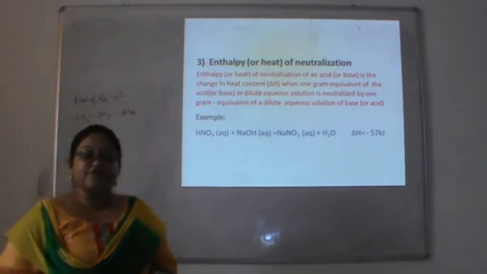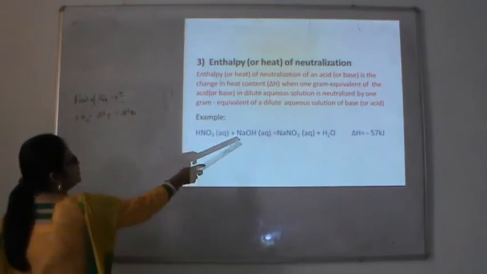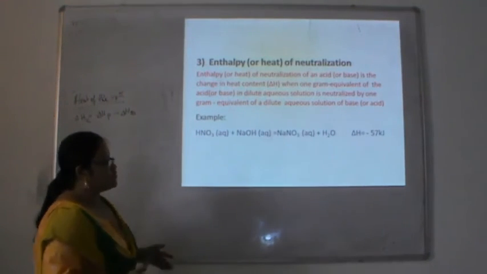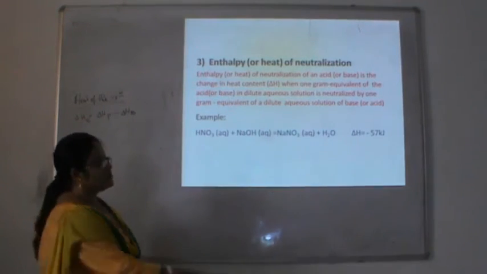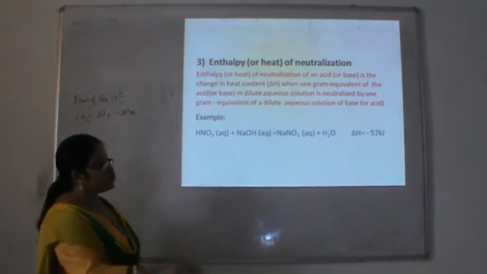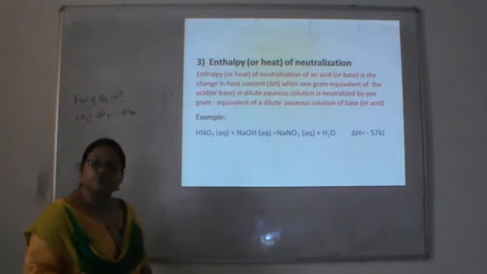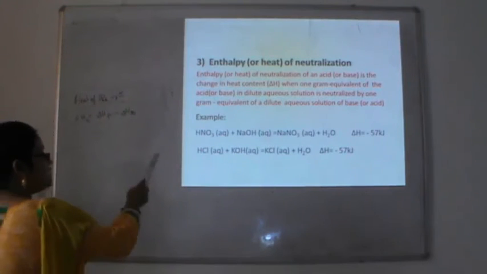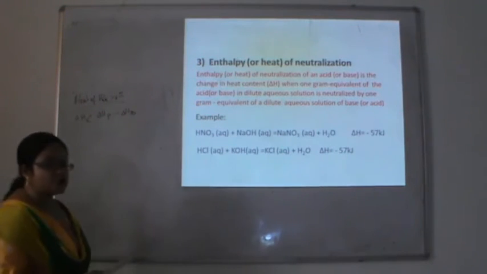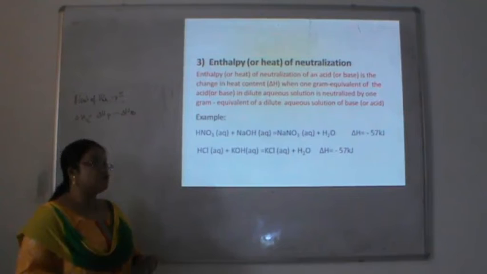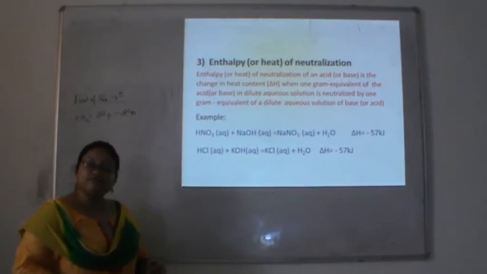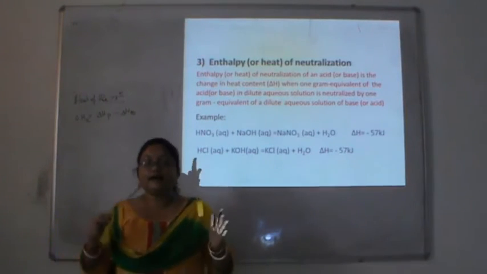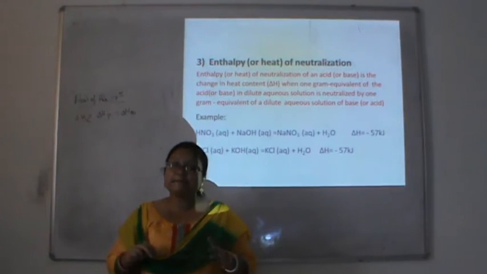1 gram equivalent of nitric acid reacts with 1 gram equivalent of sodium hydroxide, caustic soda, to form sodium nitrate and water. This is an exothermic reaction, and enthalpy of neutralization is -57 kJ. Surprisingly, when 1 gram equivalent of HCl reacts with 1 gram equivalent of caustic potash to form potassium chloride in water, that enthalpy is -57 kJ. So these are two entirely different reactions, but the enthalpy of neutralization is the same. Why?